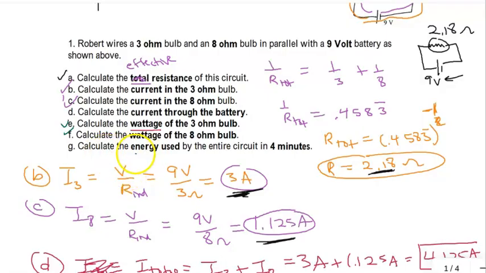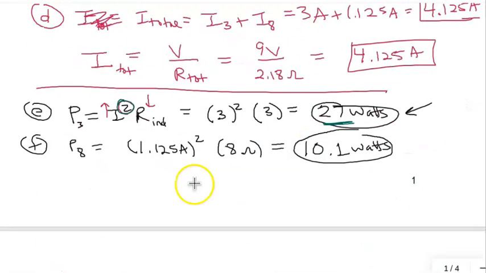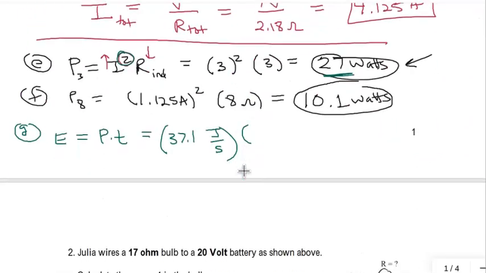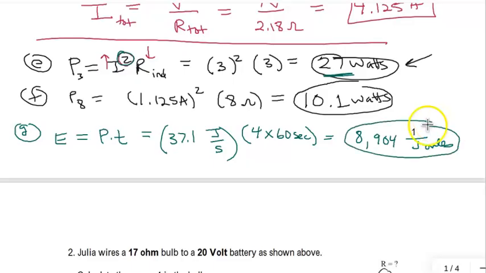And then the last question is, find the energy used by the entire circuit in 4 minutes. All right, so energy is power times time. So we need to do the whole circuit. So the power is going to be 37.1 watts, but I'm going to rewrite a watt as a joule per second, which will remind you, oh, the time needs to be in seconds. So I have 4 times 60 seconds, and that comes out to be 8,904 joules.